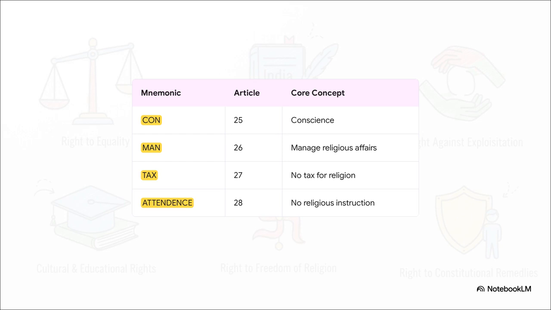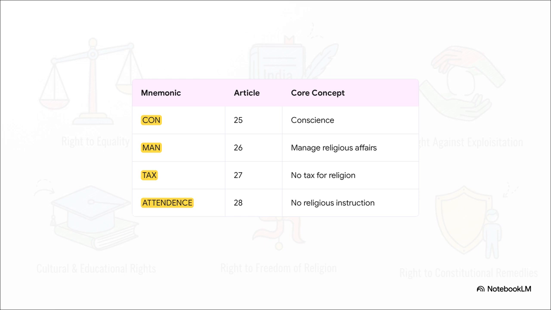Con stands for freedom of conscience, which is Article 25. Man is for the freedom to manage religious affairs, Article 26. Tax reminds us that there's freedom from paying taxes to promote a religion, that's Article 27. And attendance points to the freedom from attending religious instruction, Article 28.